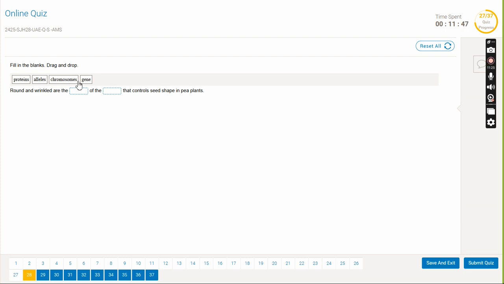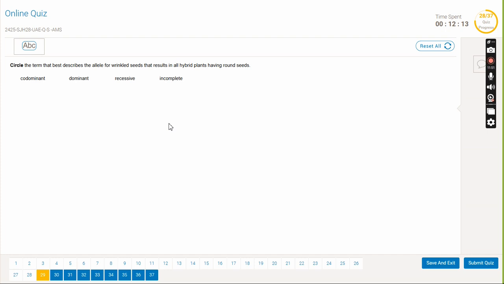Round and wrinkled, what are they? They are the alleles. I mean, you cannot see them, but they are options. So gene is kind of the instruction and alleles are the variations in the instructions of the gene. So gene can be like the texture of the seeds, and then you will have variations which are the alleles.